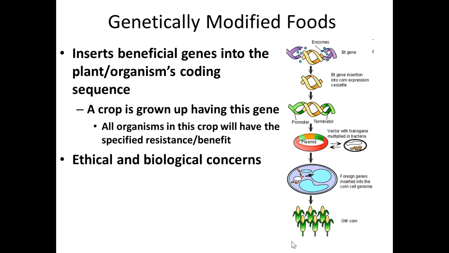When you do this, you insert beneficial genes into the plant or organism's coding sequence. Basically, you're inserting pieces of DNA inside the DNA of whatever organism you want to have those traits. The example they give is a crop is grown having these genes. All organisms in this crop will have the specified resistance or benefit. Oh, I guess I need to explain that first. So let's go ahead and zoom in on the picture on the right.